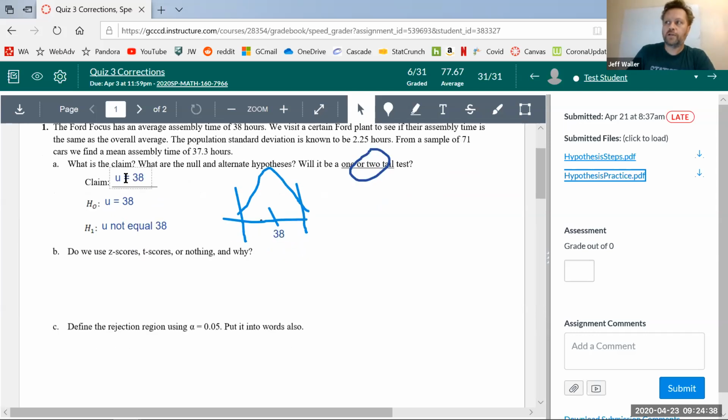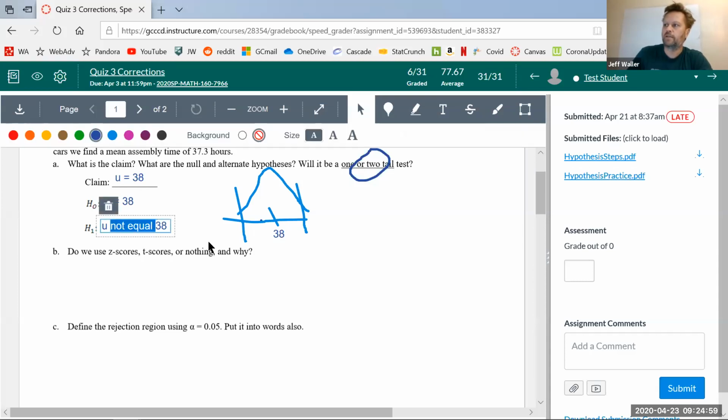So of course we put that right here. Why did we put the claim next to the H-naught? Yes, it's got an equal sign. Beautiful. And then the other one was blank, so we just put not equal to. And I think somebody had a good idea. Not equal to. Okay, thank you. Or the other way around.